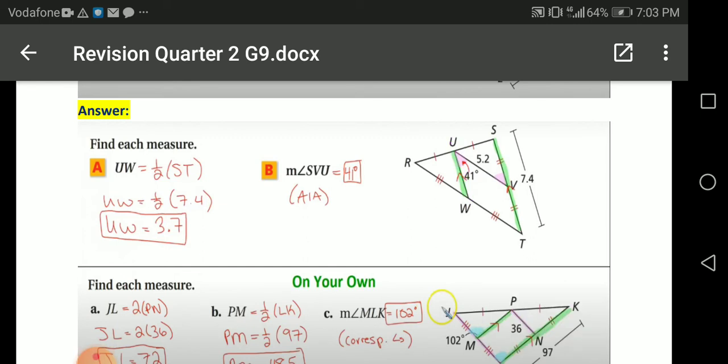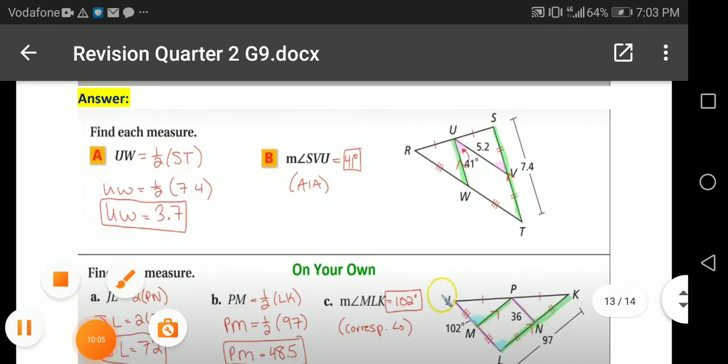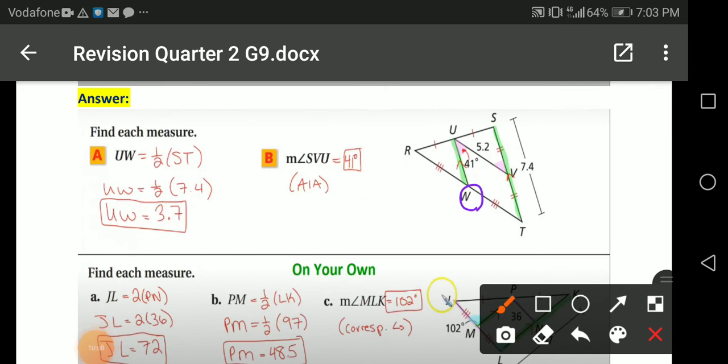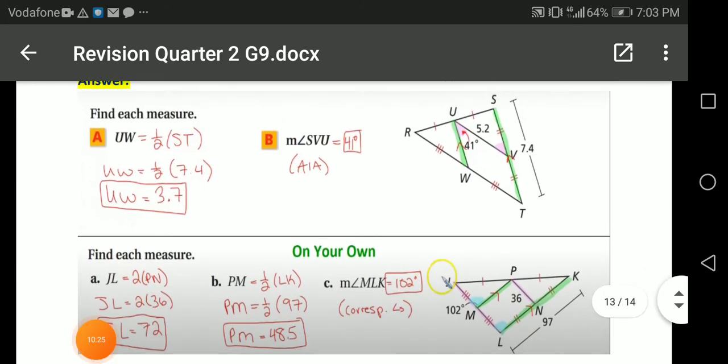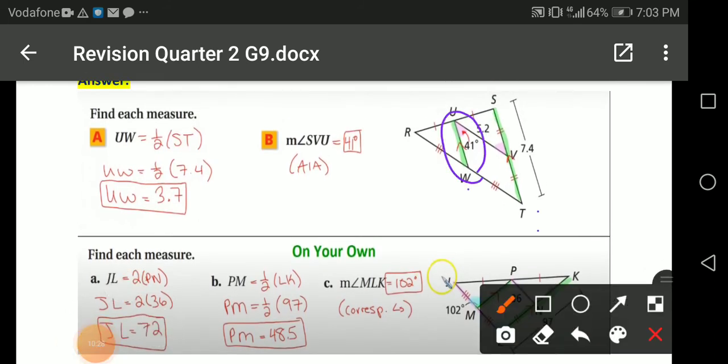And if you see, how many midpoints do we have? Three midpoints. W is the midpoint of RW equal WT. This sign means equal. Here I have RU equal US, SV equal VT. This means that UW is half of what, my dear students? ST. Given that ST is 7.4, UW will be half of 7.4. This means it will be 3.7.